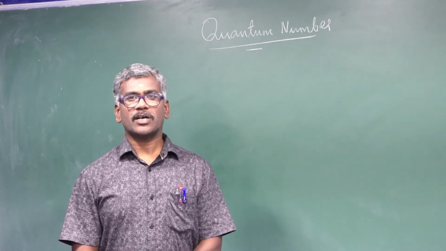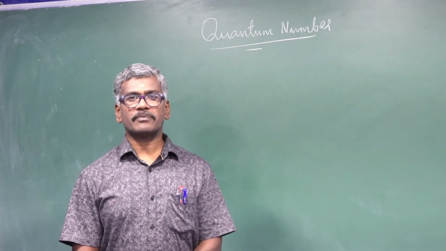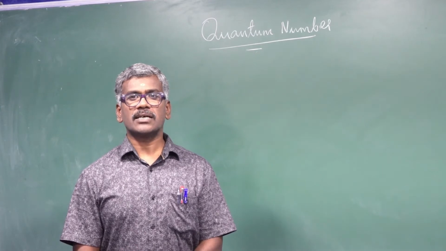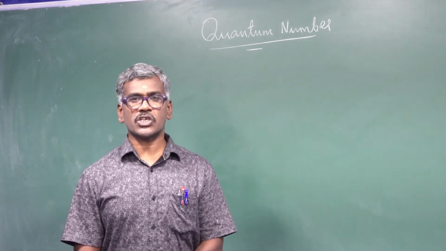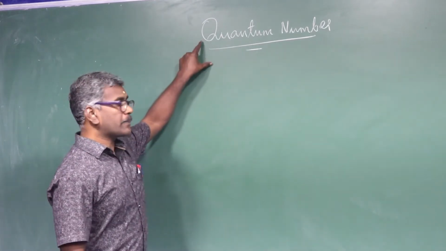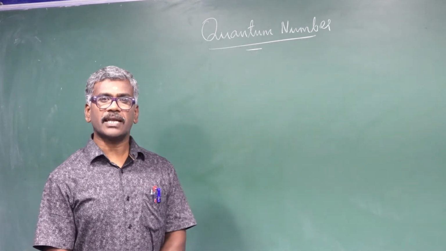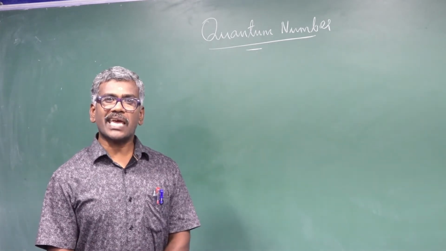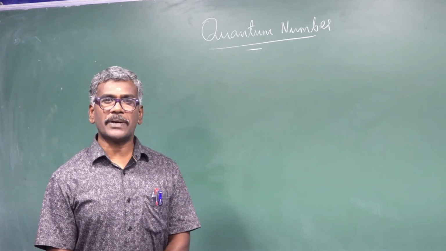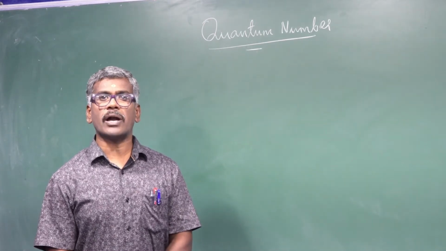Today's topic is quantum number and important features of the quantum mechanical model of atom. It is the continuation of atomic structure. First we discuss quantum number. What is the definition of quantum number? The number which designates and differentiates between various atomic orbitals and electrons in an atom is known as quantum number.